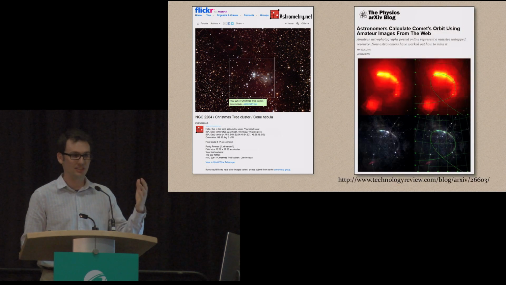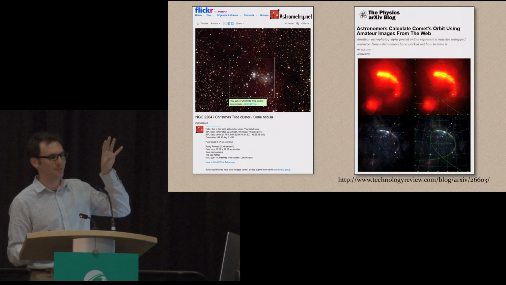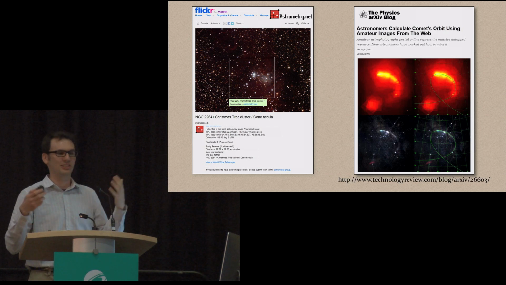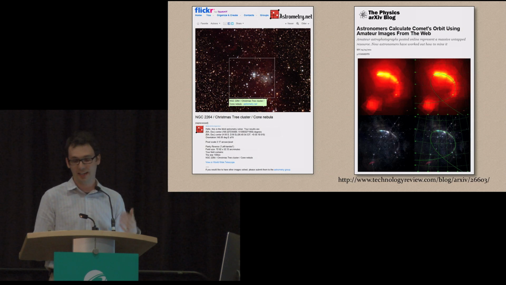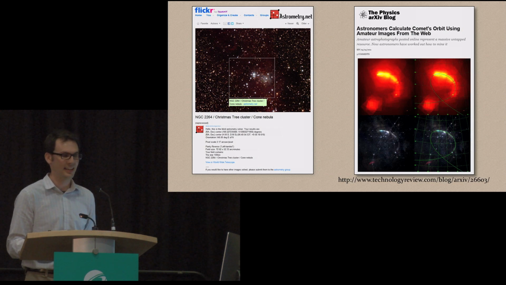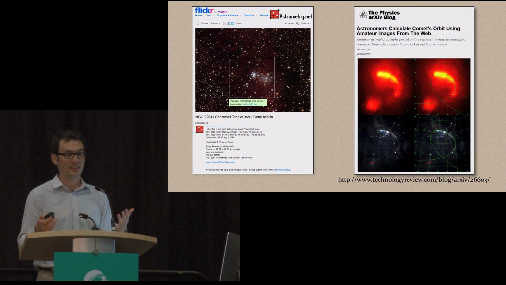Then these astronomers took the next logical step, which is, okay, now that we can estimate the poses of all these amateur astronomy photos, can we do science with it? Can we make observations with these images? They set themselves to the task of tracking a particular comet and its trajectory, and they showed that just using these crowdsourced photos, they could make these observations.